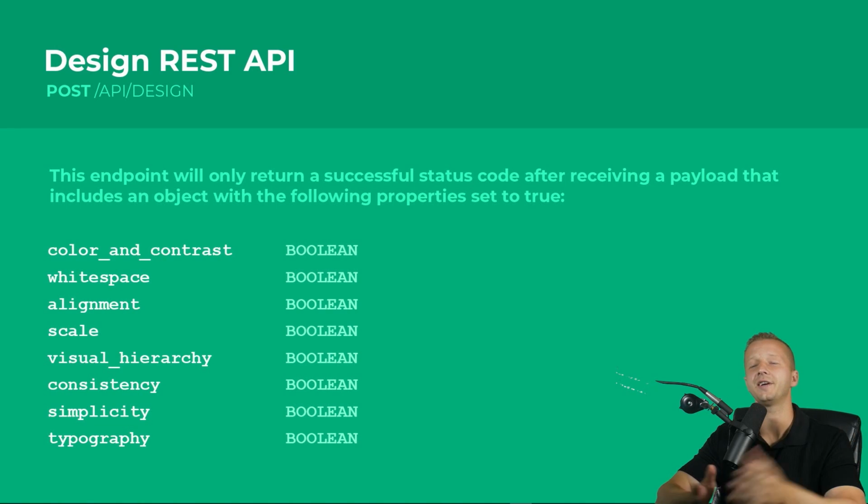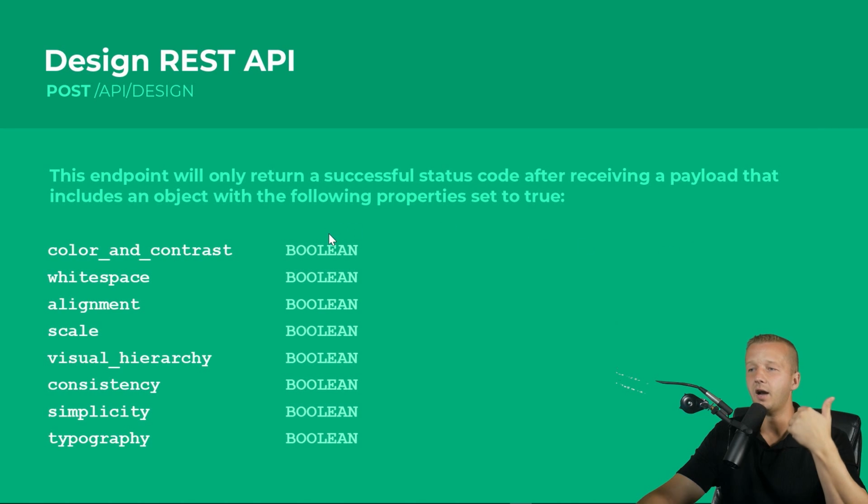All right, so here is our fictional design REST API, and as you can see, we are sending a POST request to some fictional API /design endpoint. This endpoint will only return a successful status code after receiving a payload, or all the data, that includes an object with the following properties set to true. And we can see they're all Boolean properties, so that means true or false.